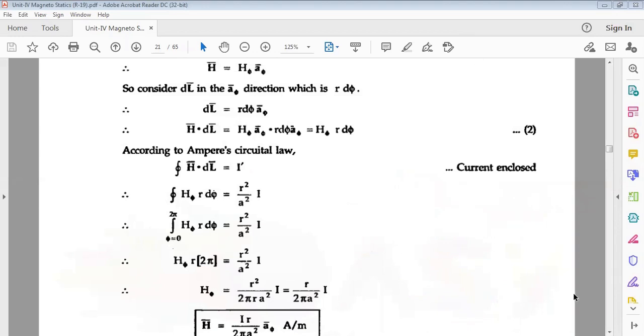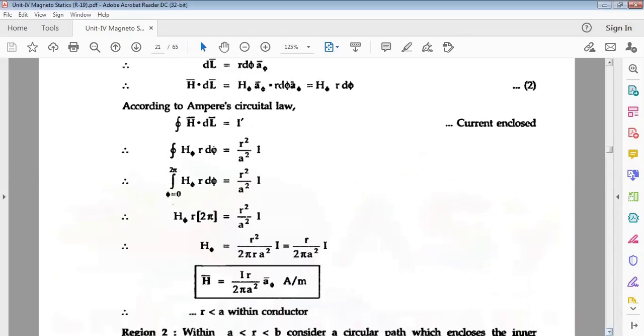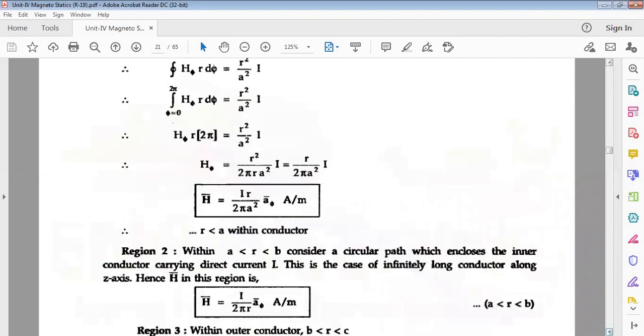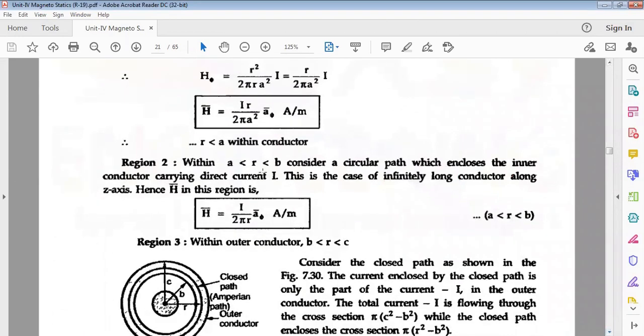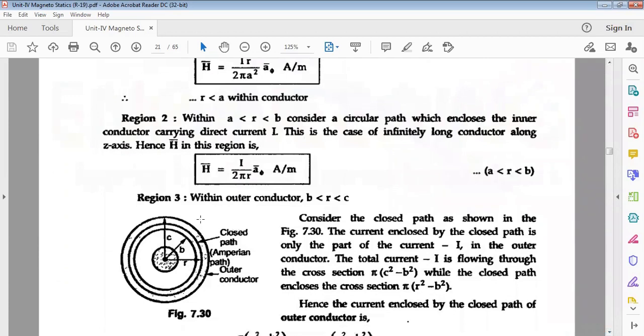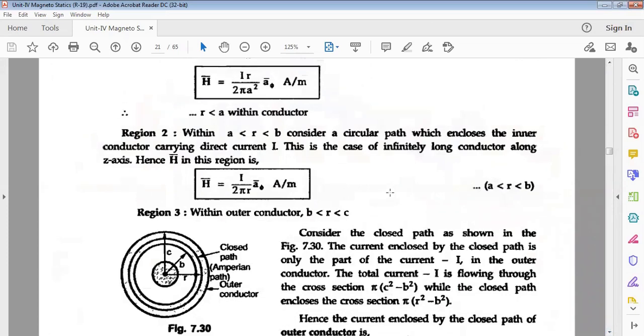Okay, my dear students. Now in the second case, r is in between a and b. Consider a circular path which encloses the inner conductor carrying direct current I. This is the case of an infinitely long conductor along the z-axis. We know H bar is equal to I by 2 pi r into a phi bar.